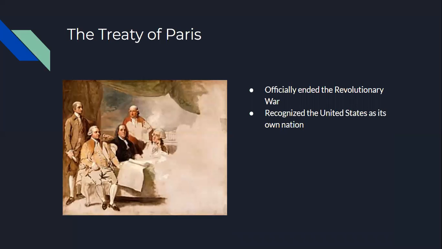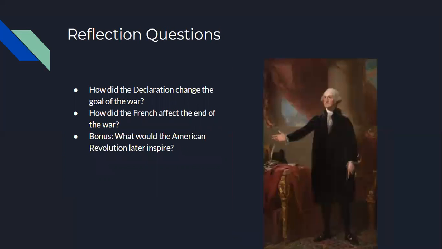The Treaty of Paris officially ended the Revolutionary War and recognized the United States as its own nation. Britain was forced to recognize the United States' sovereignty.